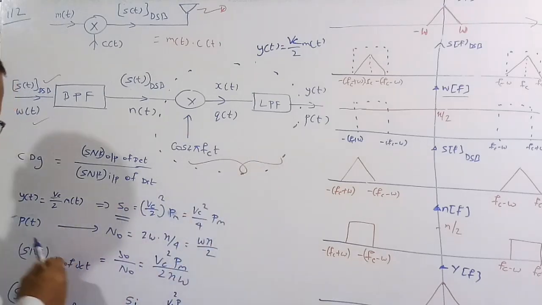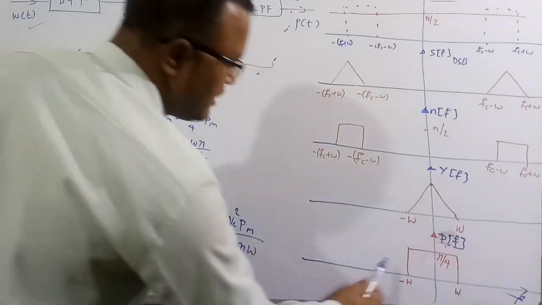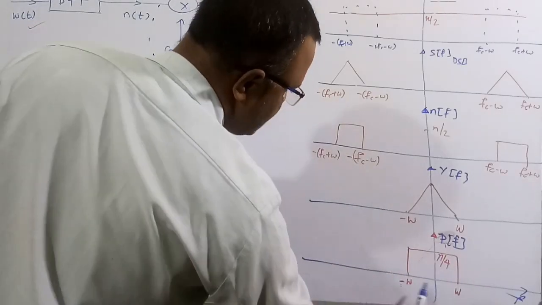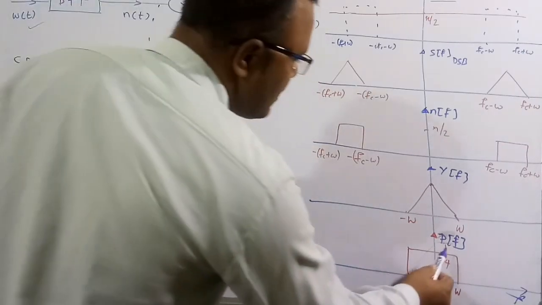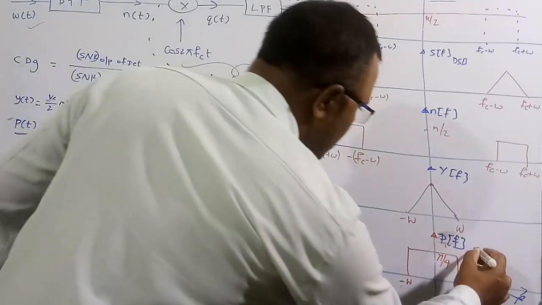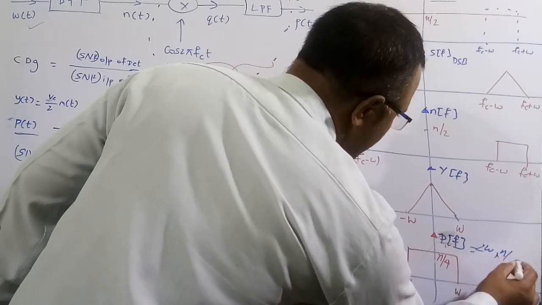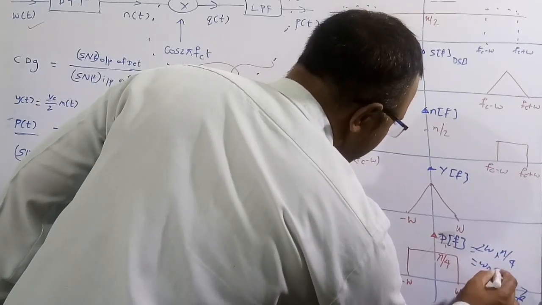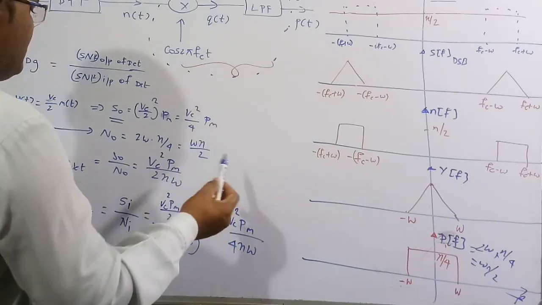And then there is the noise P of t. How much power does the noise have? I have already told you the graph: P of f from minus W to plus W has a value of eta by 4. So if you want to know the noise power, you have to find the area of this graph, where the base is 2W and the height is eta by 4. So 2W into eta by 4 gives eta W by 2.